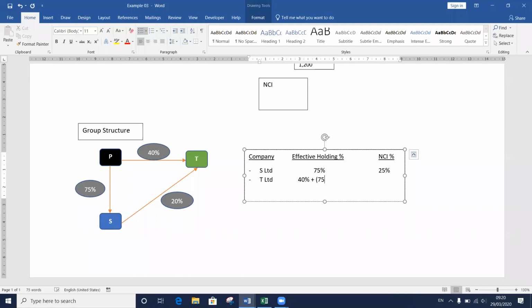20%. 75% into 20%. Right? It means what should be the effective holding percentage? 75% into 20%, from here we will get 15%. 15% plus this 40%, it will be 55%. Effective holding percentage 55% means NCI percentage should be what? 45%. Right.